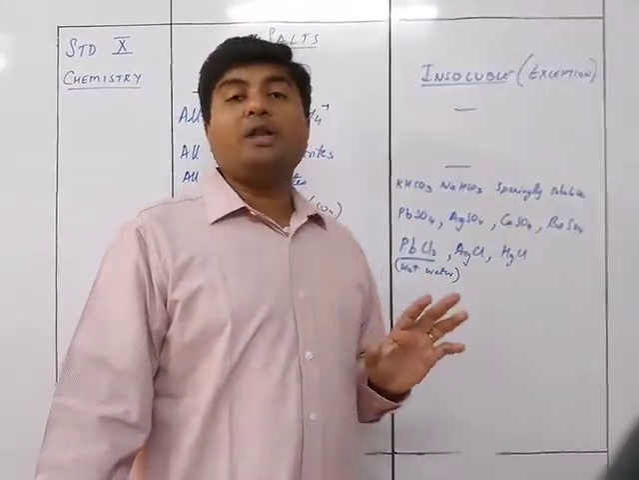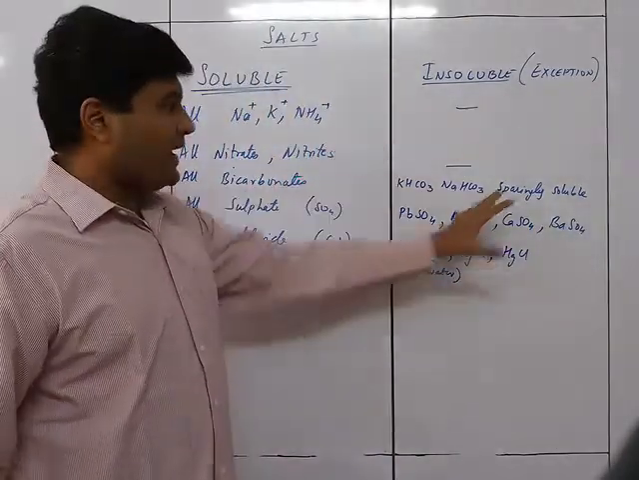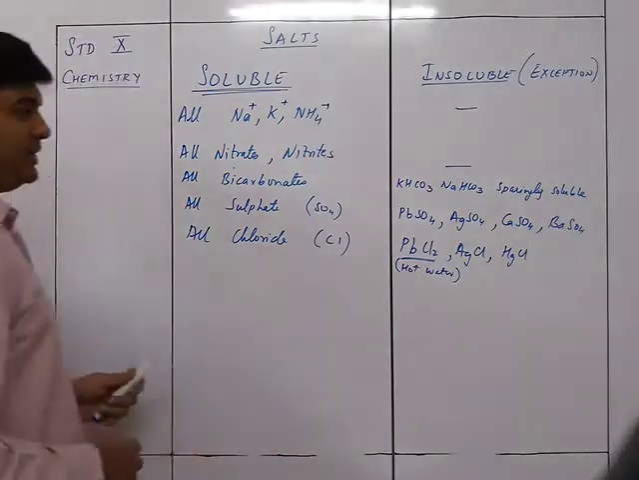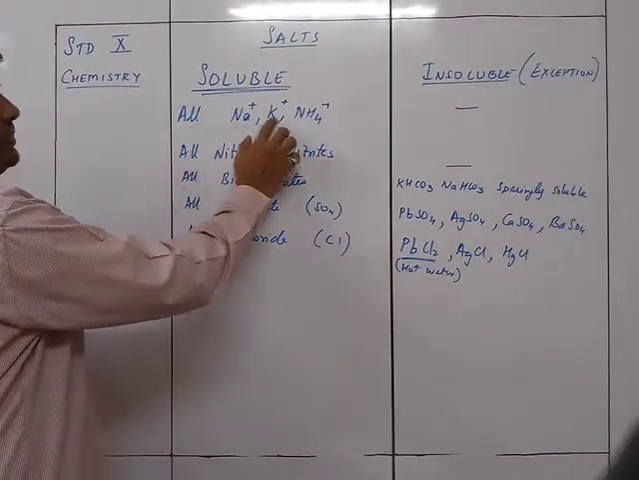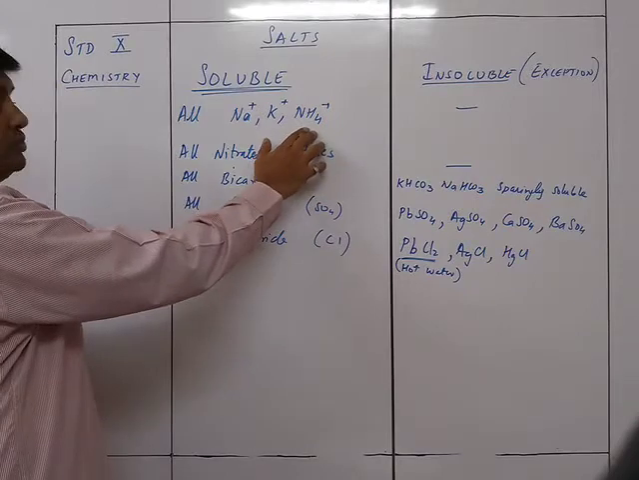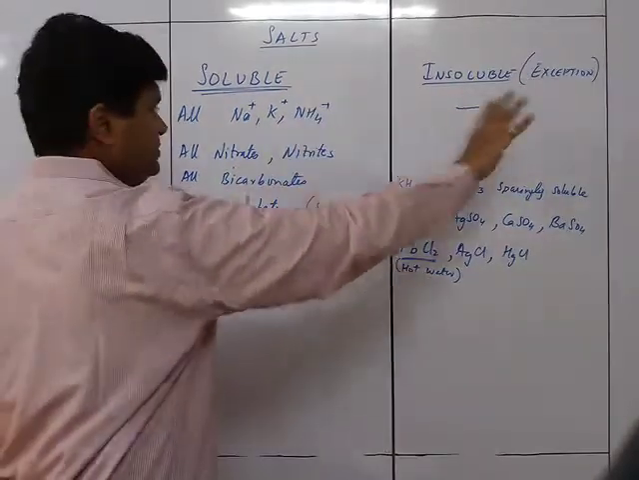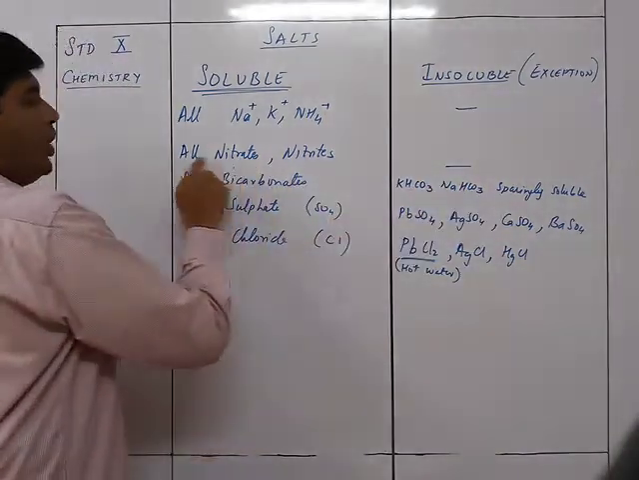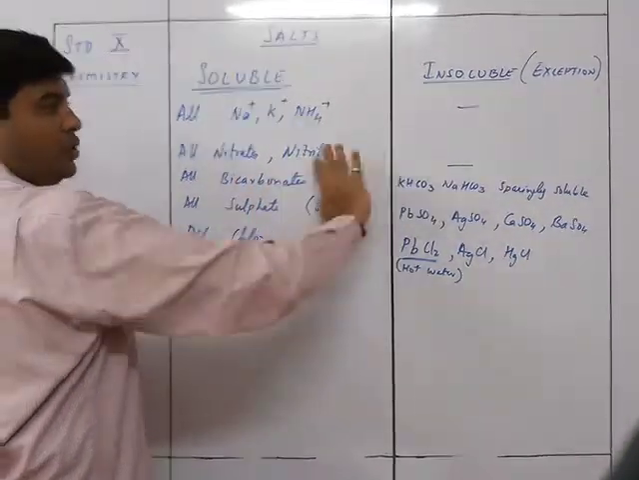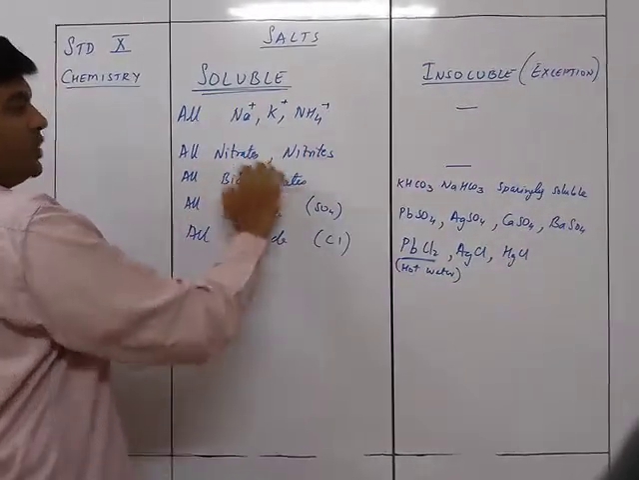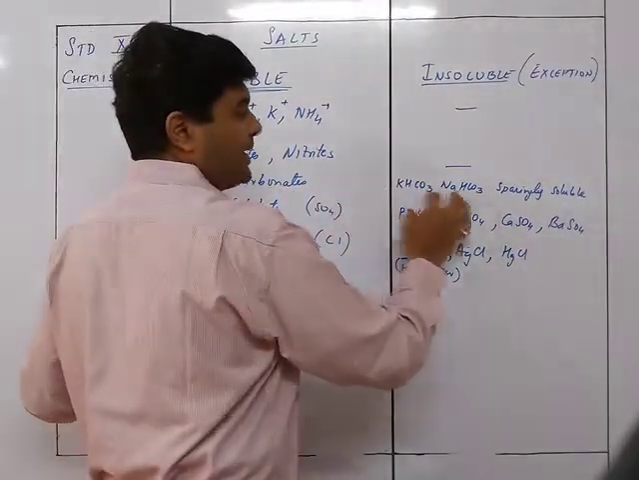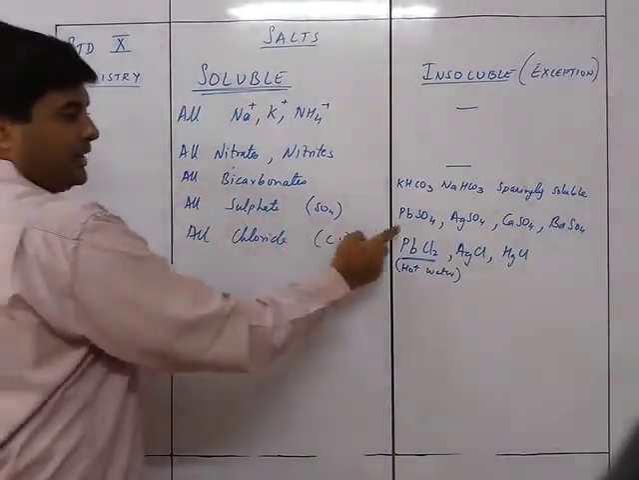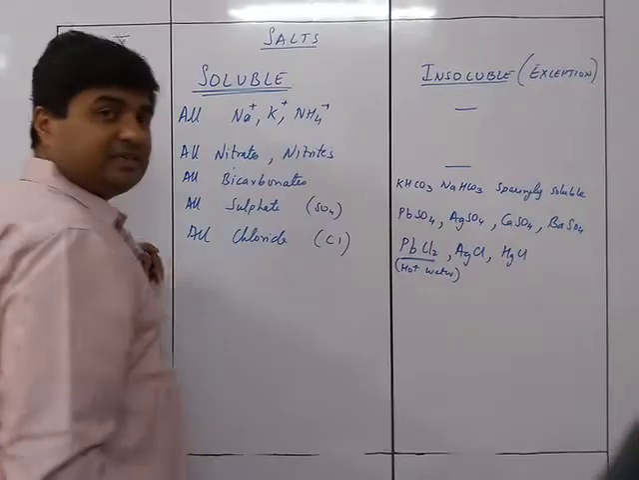So these were all examples of soluble salts. Got it? So we come again with the soluble ones. All potassium, sodium and ammonium salts are soluble. No exceptions except for bisulfates, they are sparingly soluble. All nitrates and nitrites are soluble, no exceptions. All bicarbonates are soluble, exception will be potassium and sodium bicarbonate, which will be sparingly soluble. All sulfates are soluble, exception will be PbAgCaBa.